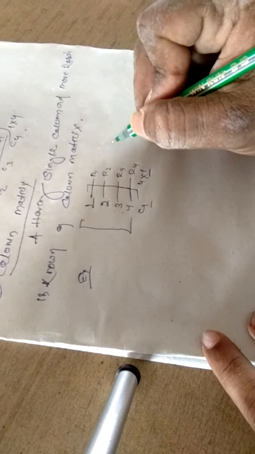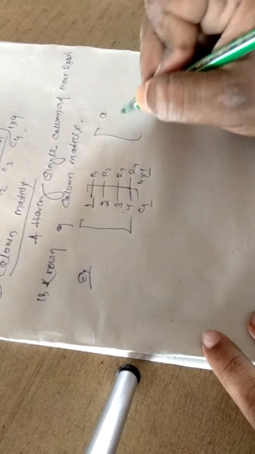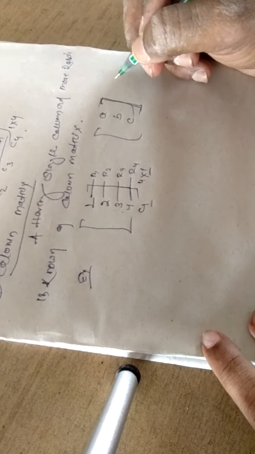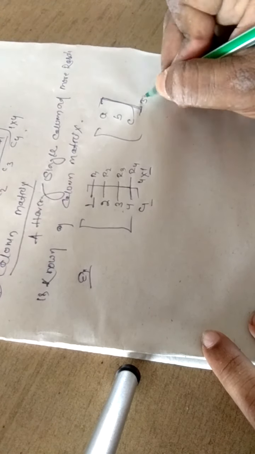Similarly, we can take another example like A, B, C. This is an example of a matrix of order 3 by 1.